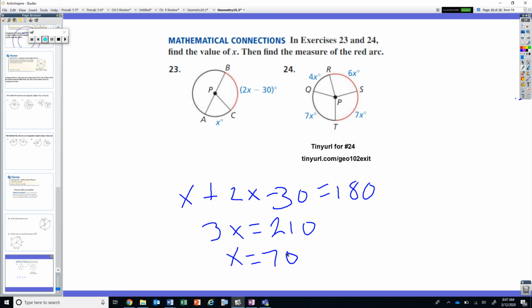And so that means that this guy here, of course, is 70 degrees. And if you plug it into the value of 2x minus 30 for arc BC, you get 2 times 70, which is 140, and then subtract 30 is 110. Of course, you could have just subtracted 70 from 180 degrees, and you would have had the exact same result as well.